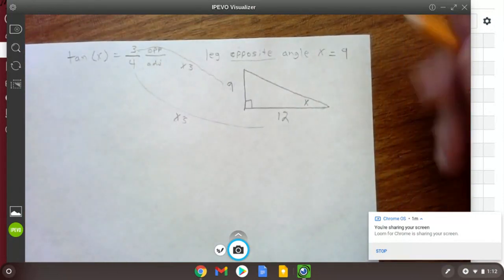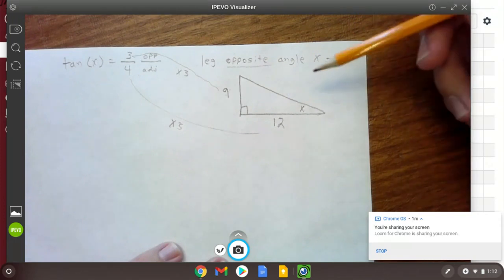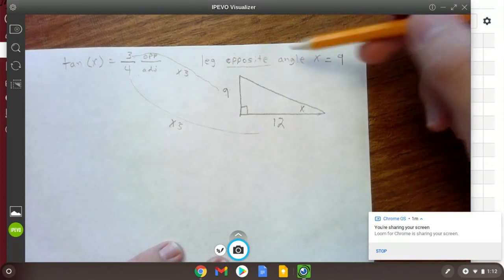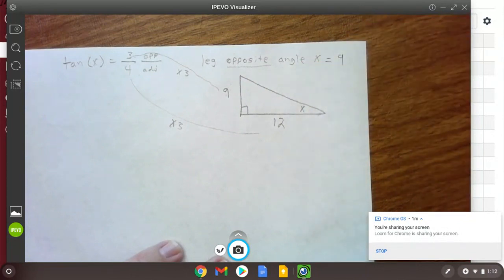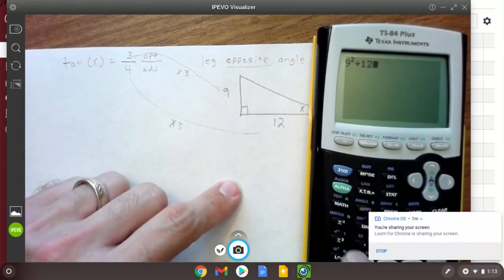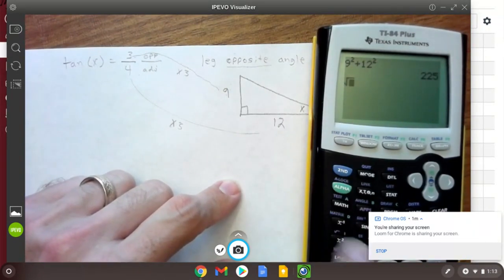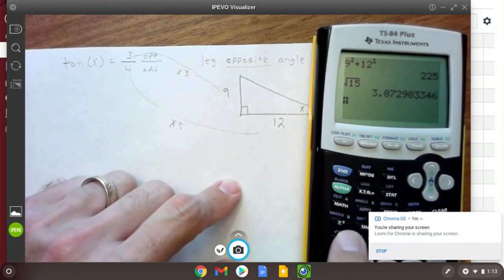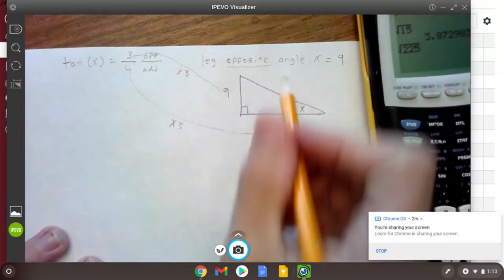All right, so to solve for our missing side here, we could use the Pythagorean theorem. So it'd be 9 squared plus 12 squared equals c squared. All right, 9 squared plus 12 squared, and the square root of this would be our missing side there. Wait a second. Square root of 225 is equal to 15. Sorry, I was getting ahead of myself.